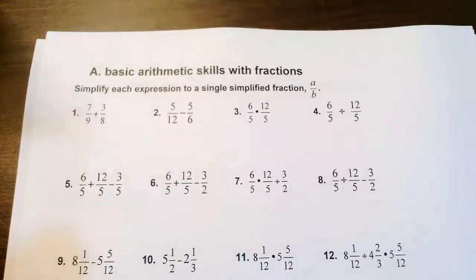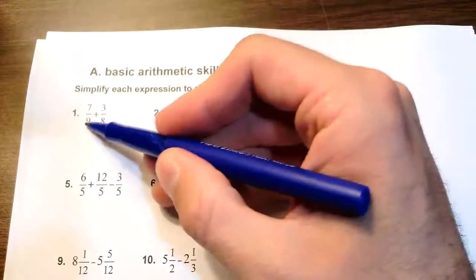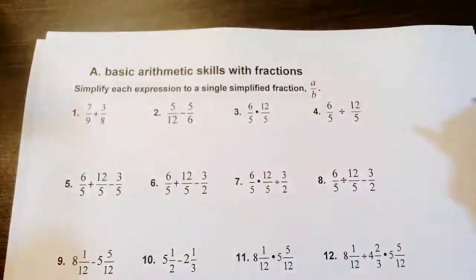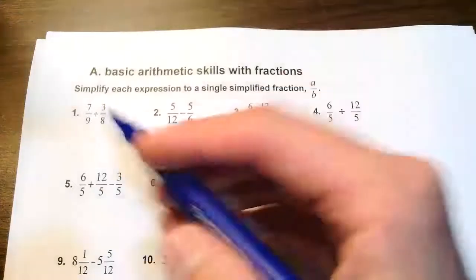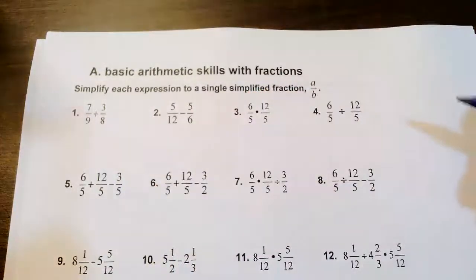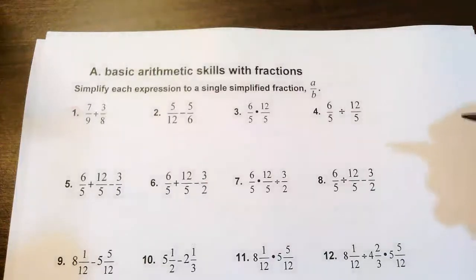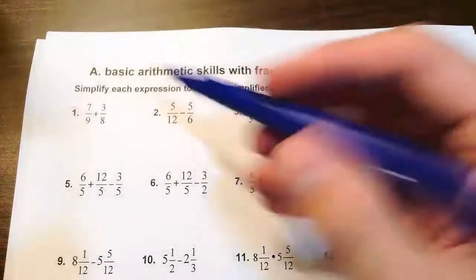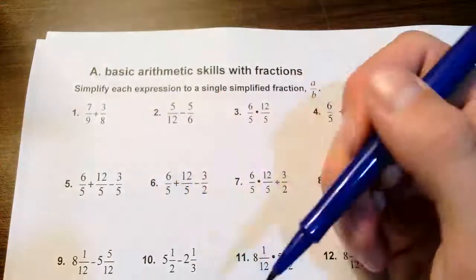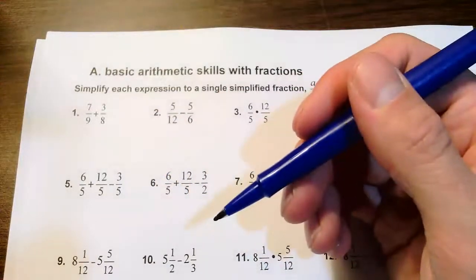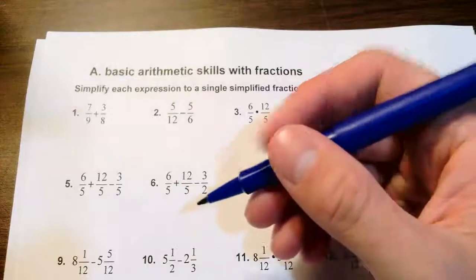We've got 7 over 9 plus 3 over 8. And we need to change these denominators to be the same. So a quick way to find a common denominator is just to simply multiply these two numbers together. So 9 times 8 would be 72. Now I know that is a common denominator, but it might not be the lowest. So you want to run through your options, see if there's a lower one than that. But in this case, there's not. So 72 is going to be our LCD, our lowest common denominator.